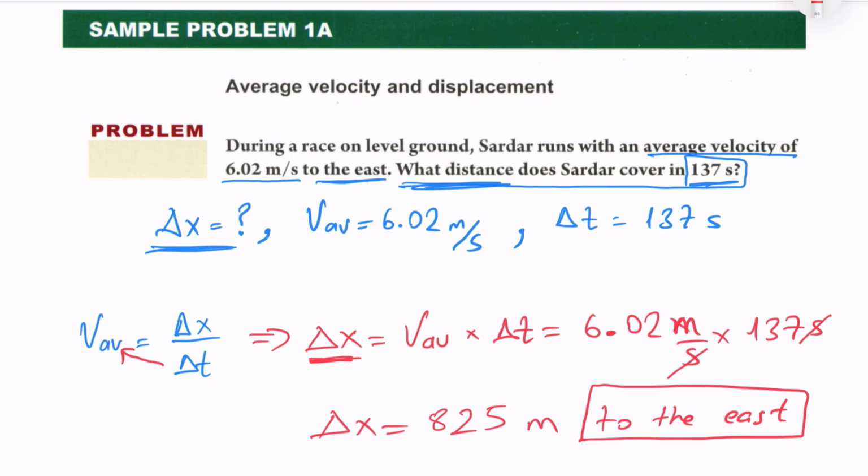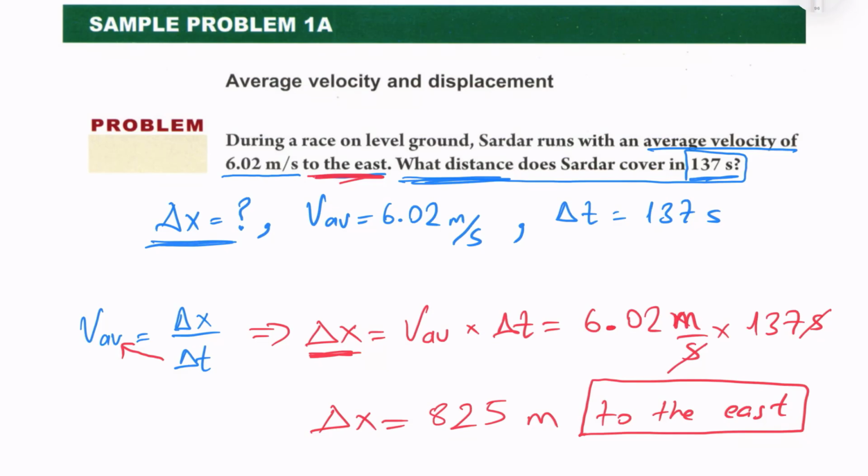This direction is also important. Here it doesn't give us a positive side or negative side. The question gave us directly the exact direction, to the east. And the east direction is, as you expect, the positive side of the direction, we can say.